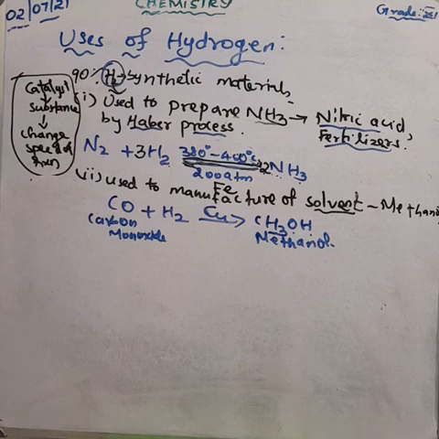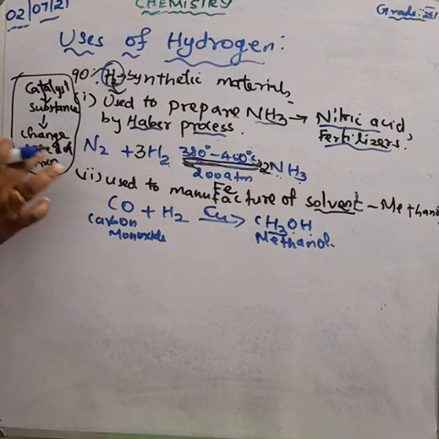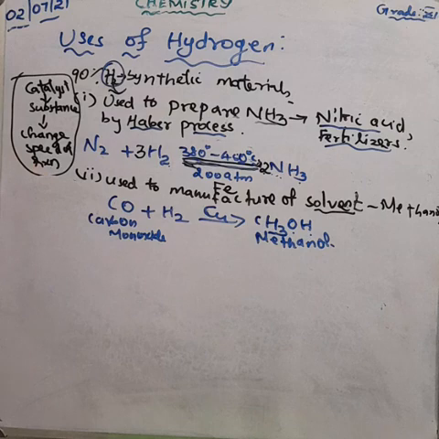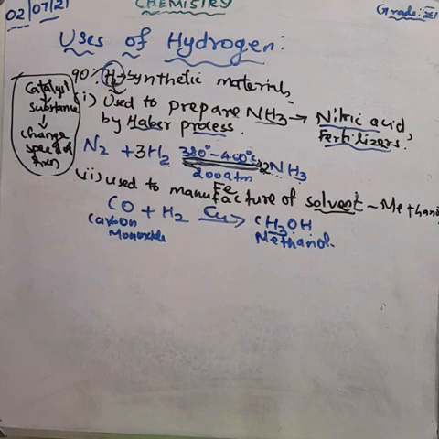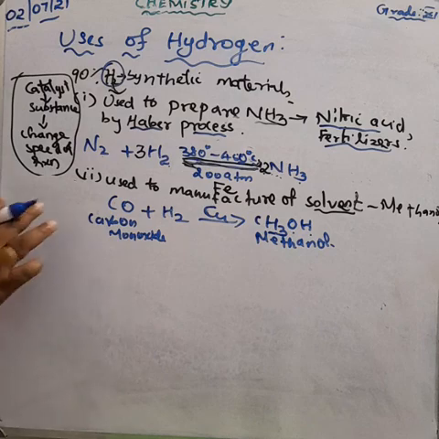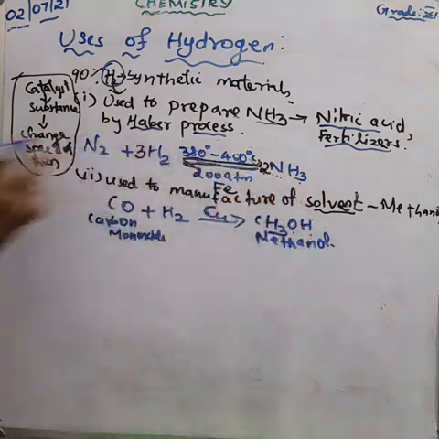So what do you mean by catalyst? A catalyst is a substance used to alter or change the speed of the reaction without involving any chemical reaction itself. It does not take part in the reaction, but it can change the rate of the reaction. So what is the second use of hydrogen? It is used to manufacture solvents like methanol.